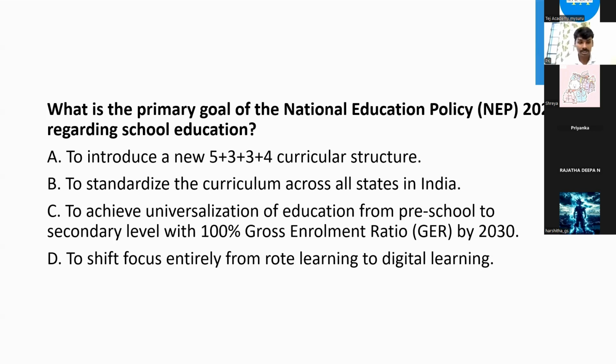What is the primary goal of National Education Policy NEP 2020 with regard to school education? The first option is to introduce a new 5+3+3+4 curricular structure to standardize the curriculum across all states in India to achieve universalization of education from pre-primary to secondary level with 100% gross enrollment ratio, that is GER, by 2030, to shift focus entirely from rote learning to digital learning. So this is the question that can be asked, and most of you have marked it as C.